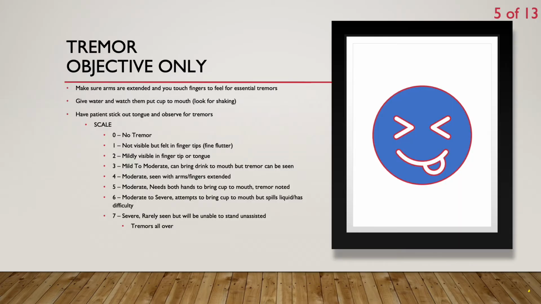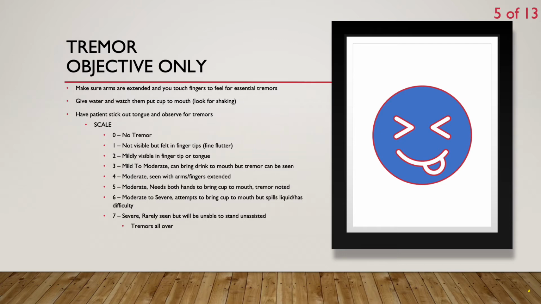Tremors. These are objective only. This is not the patient saying, yes, I shake. This is not the patient saying, oh, I just feel shaky. You need to do the assessment. Make sure the patient's arms are extended and the fingertips are spread apart. You touch the fingers and you feel for a tremor. So even if you can't see one, sometimes you do feel one, and this is called an essential tremor.